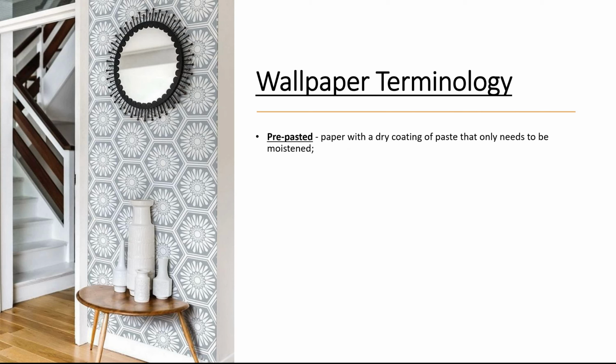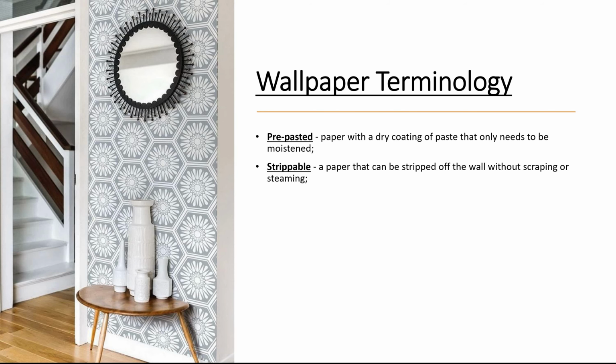Pre-pasted means it's paper with a dry coating of paste that only needs to be moistened. That basically means that when you put it on your wall and use water, or a little bit of moisture like a wallpaper solvent, over the wallpaper, it glues it to your wall. That's the kind I always had when I was a kid.